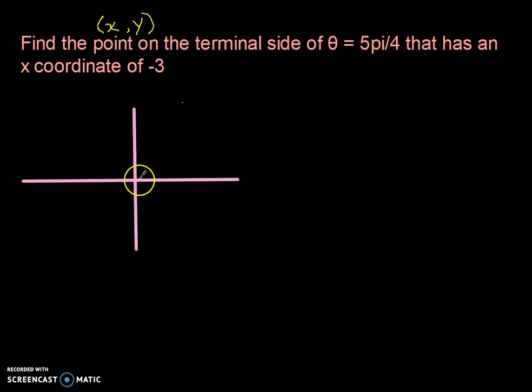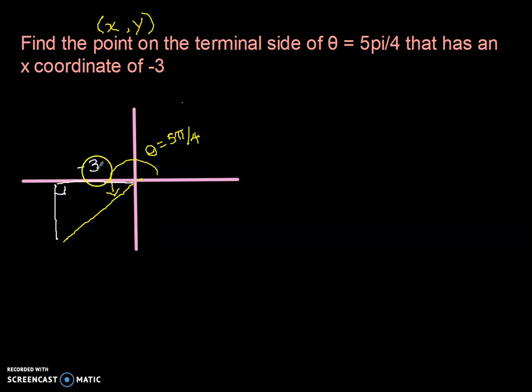So, remember, an initial side is always where it starts at 0. The terminal side is at 5 pi over 4. So, this angle is 5 pi over 4, and it has an x coordinate of -3, which makes sense because if I were to make a right triangle, notice right triangle trig again, the x coordinate, which aligns with the adjacent side of the triangle, is -3, which makes sense because we are on the negative side.